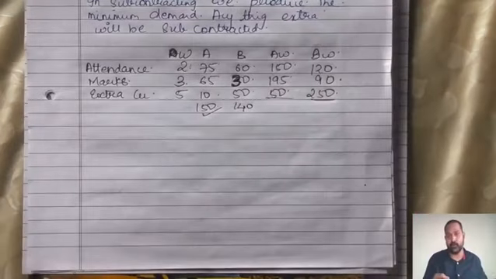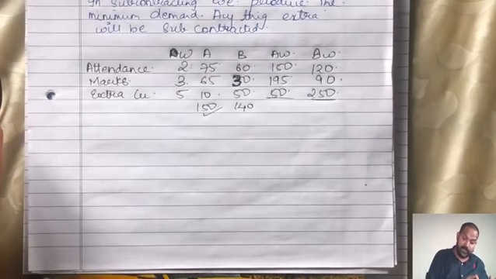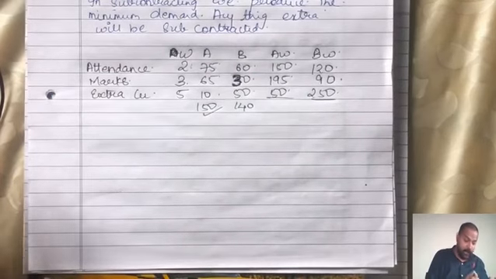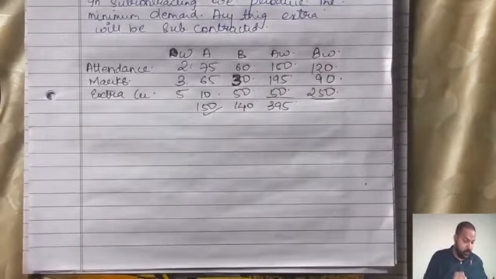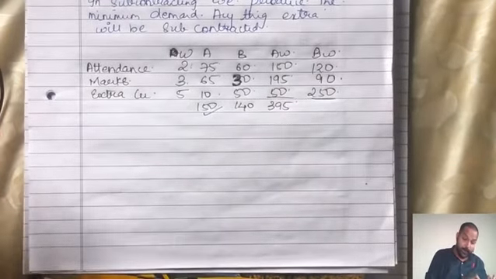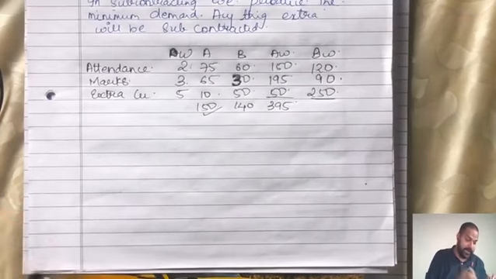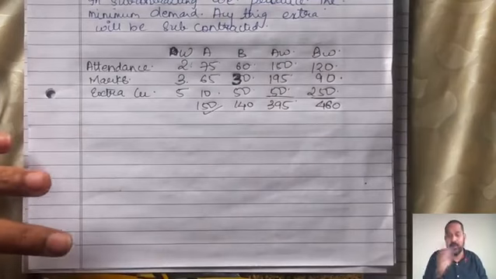And now take a total. The total for A will be 150 plus 195 plus 50, and that is 395. And the total for B will be 250 plus 90 plus 120, a total of 460. And now take an average.